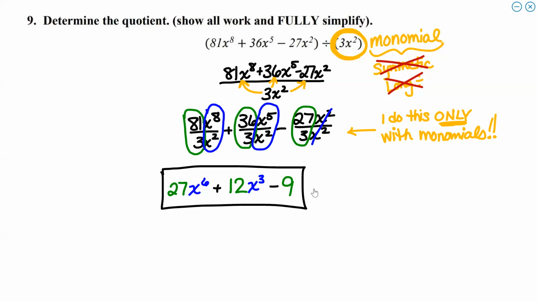Please, please, please make sure to take the time to look. If you have monomials, this is the only way to do it with monomials. And you only do it this way with monomials. So when there's no pluses or minuses in the thing that I am dividing by. All right, let's go look at number 10.